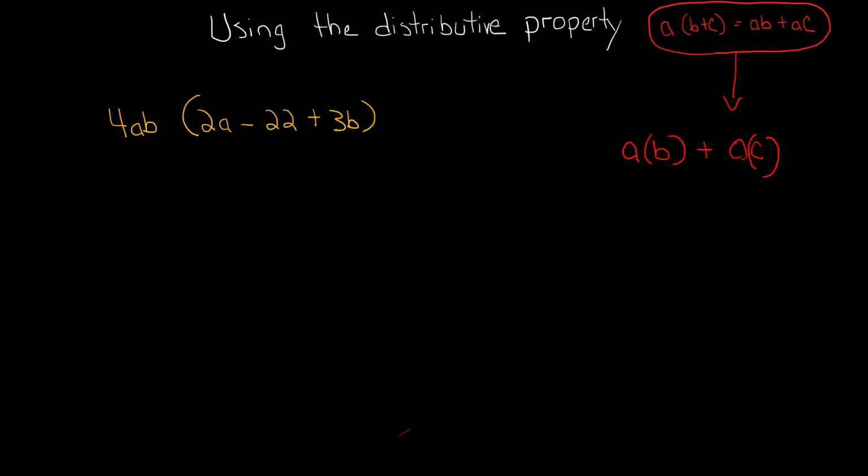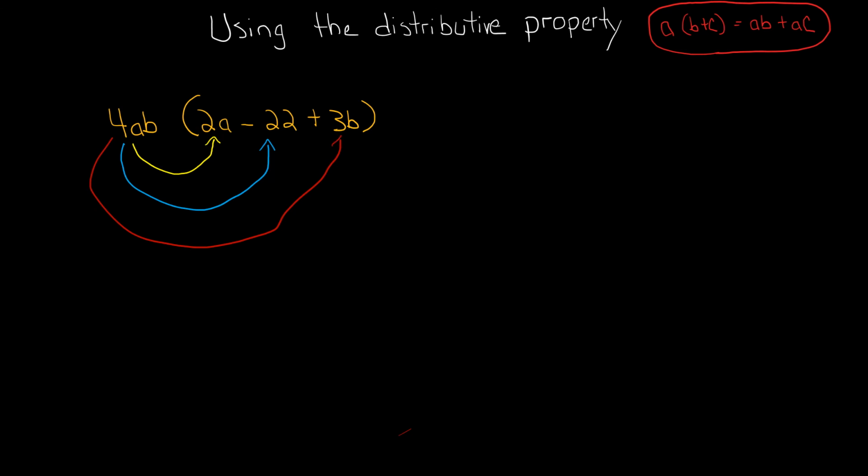So let's go ahead and attack this problem right here. Okay, so 4ab times 2a, and then we'll multiply 4ab times negative 22, and then we will multiply 4ab into the 3b. Let's do a different color. We'll multiply 4ab into the negative 22, and then we will multiply the 4ab into the 3b. Okay? So I will leave those arrows there for now. Let's go ahead and work this problem.